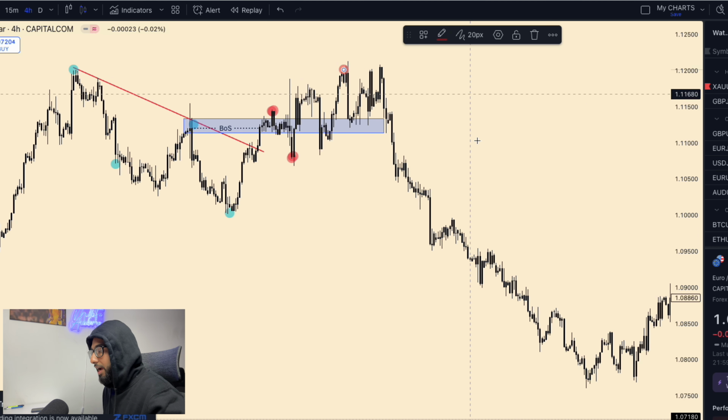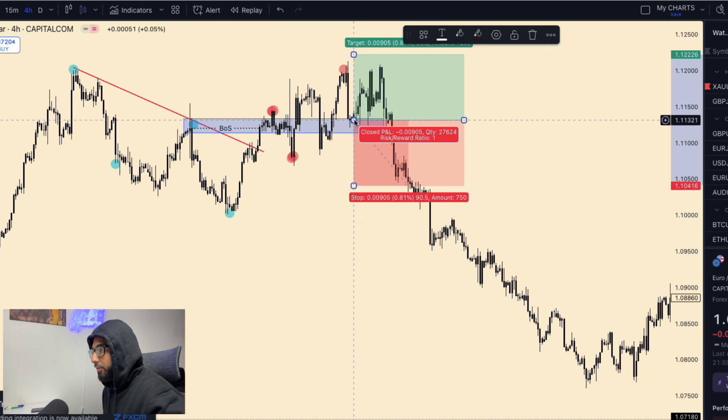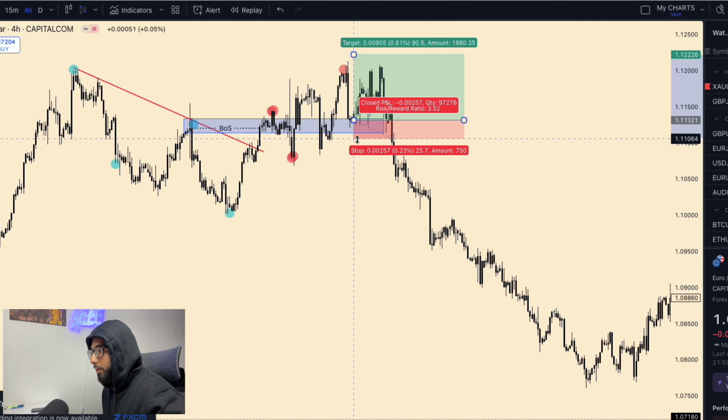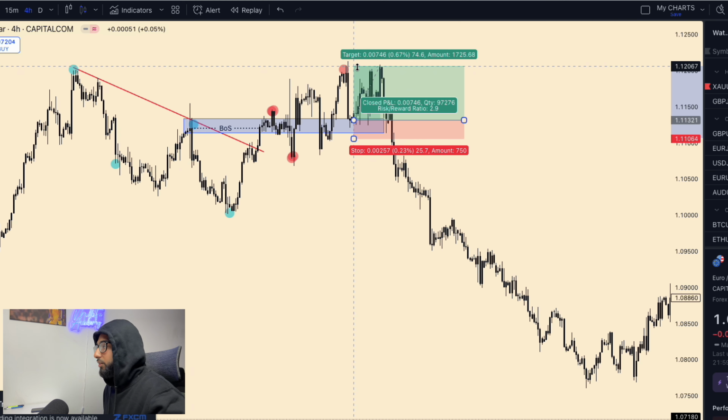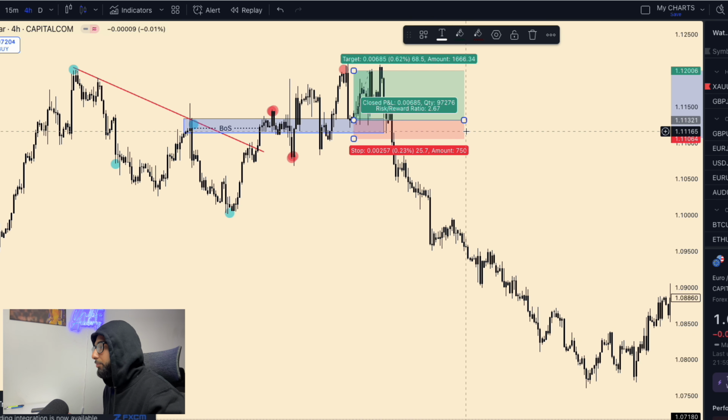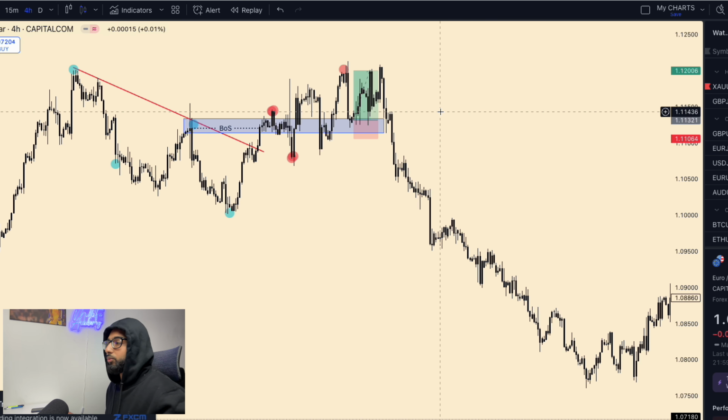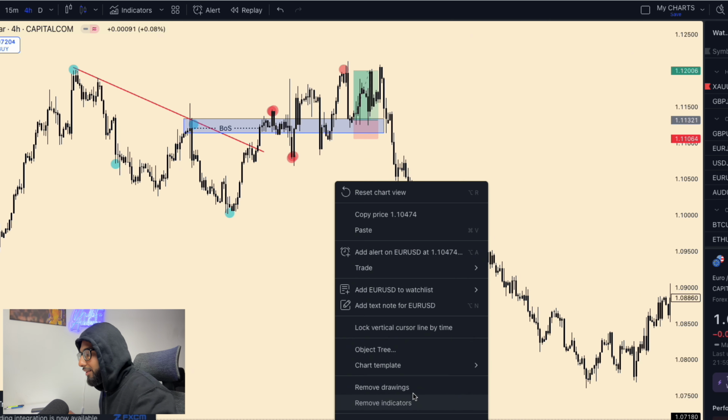Boom, price comes down. We enter a buy. Stop loss just below its lows. Targeting whatever the next key level, 1.12. 1.12, boom. A 1 to almost 3 risk reward ratio. Boom, we are out of the trade. Simple as, guys. It is as simple as that.